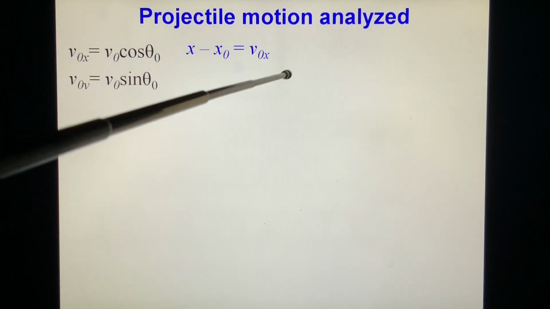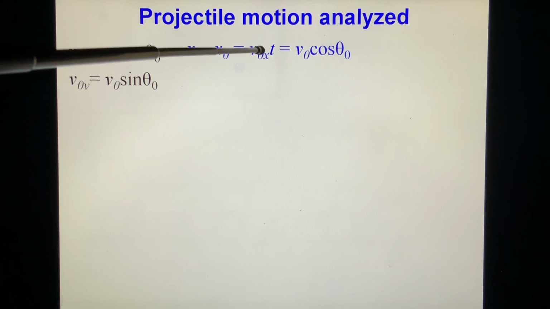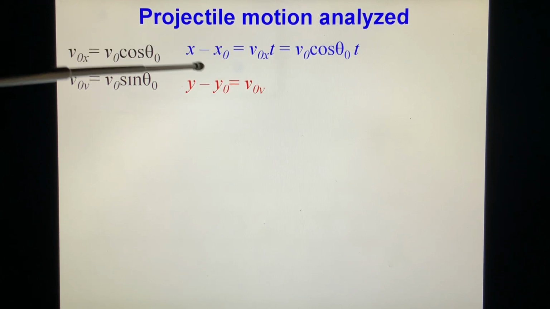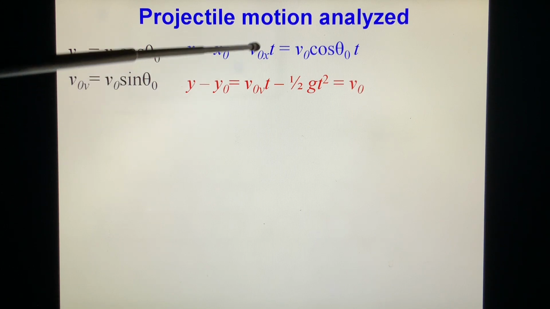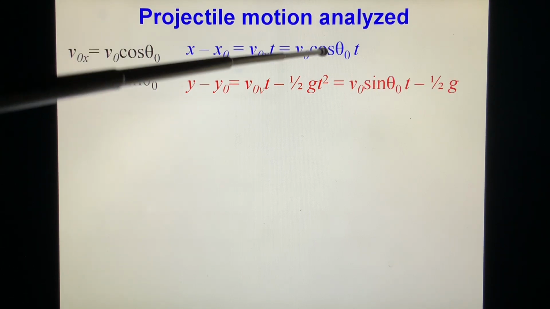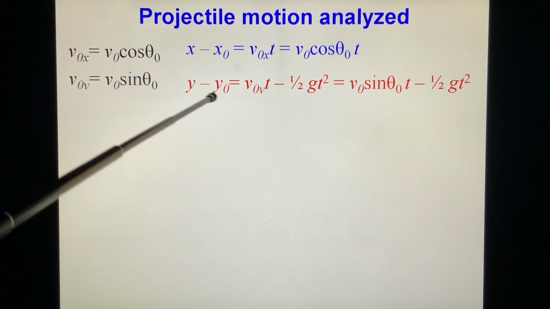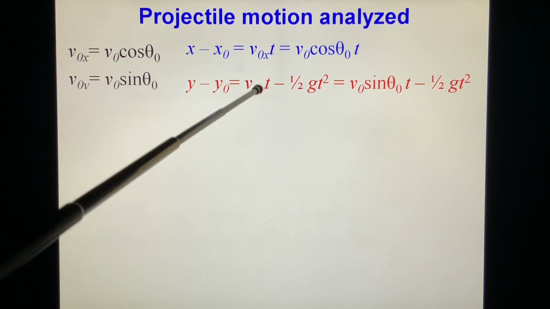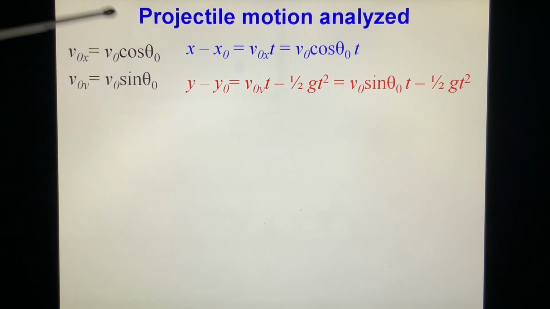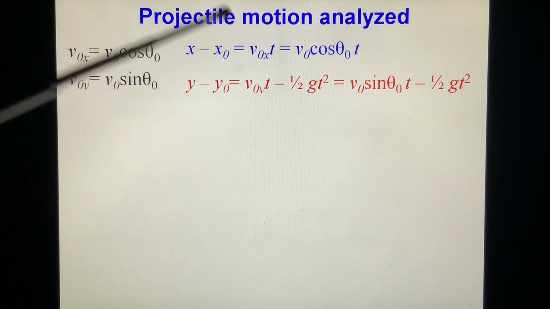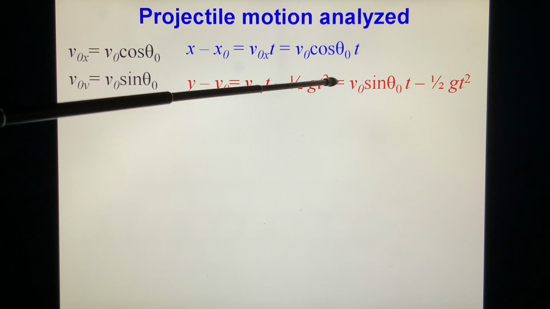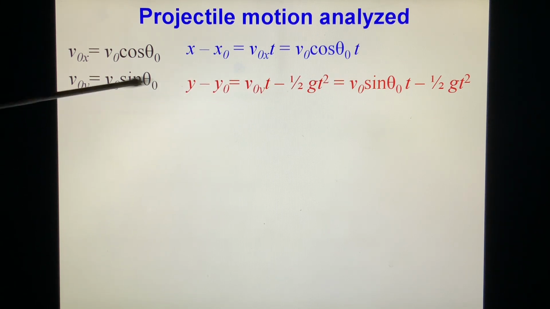So this is always uniform velocity. The displacement in the x direction, x minus x0, is V0 cosine theta zero times t. And y is free fall acceleration. So the displacement y minus y0 equals V0y t minus half g t squared, because g is going down and our reference y is up. And V0y is V0 sine theta zero. That's the one.